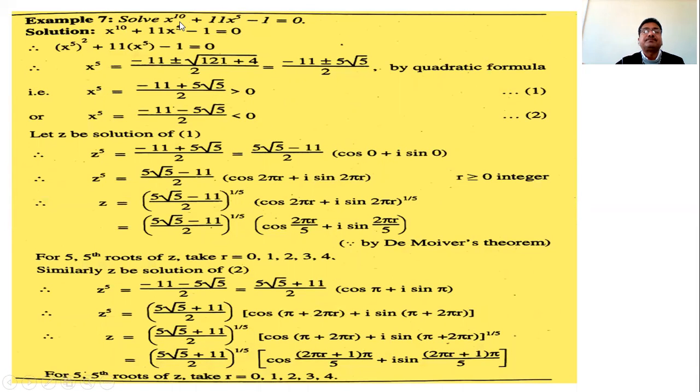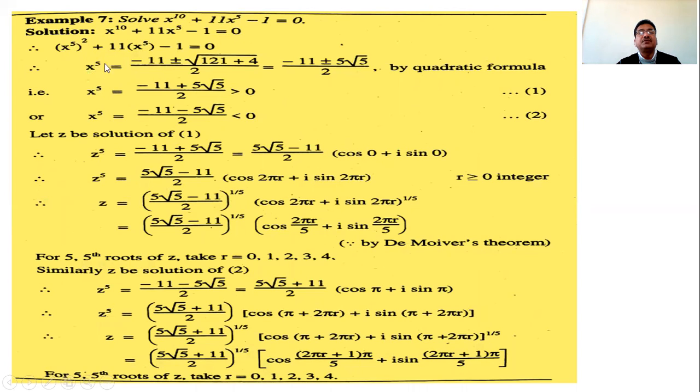Same problem. Solve x raised to 10 plus 11 x raised to 5 minus 1 is equal to 0. So it is written in the form (x raised to 5) squared. This is a quadratic equation in x raised to 5, of the form a y squared plus b y plus c is equal to 0.